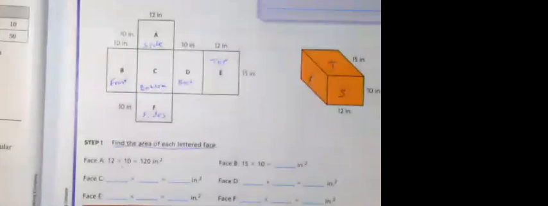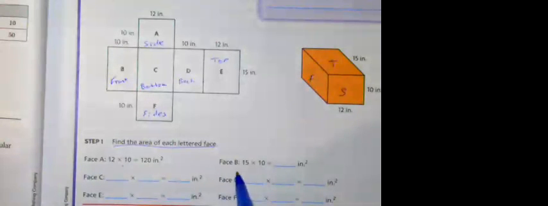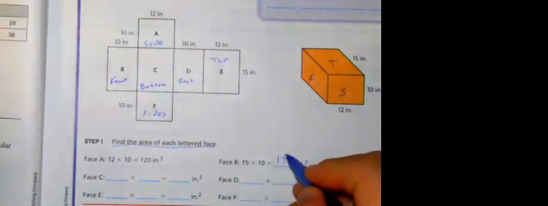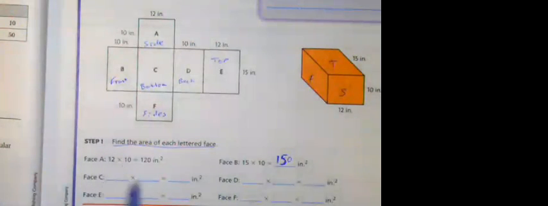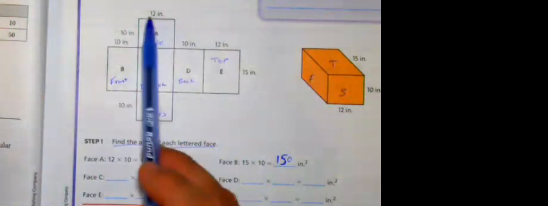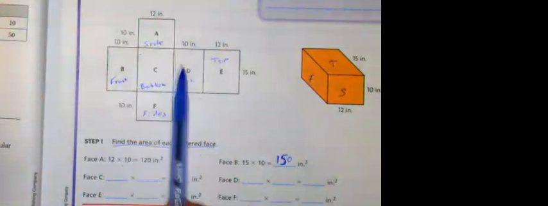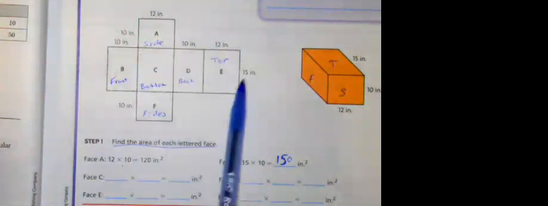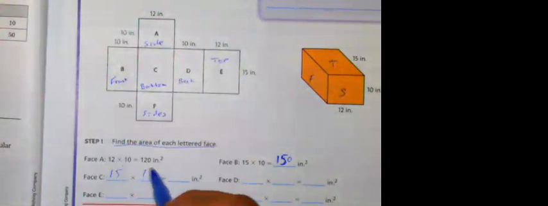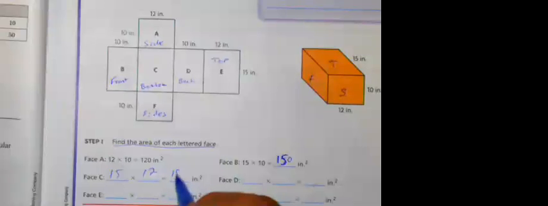So let's go and work this out together. So let's go B, 15 times 10, 150 inches square. And C, well, we've got to find the dimensions of C. Looking at C, well, we know this is 12. So this has to be 12. And this edge has to be 15. So it's going to be 15 by 12 equals 180. So we know C is 180.